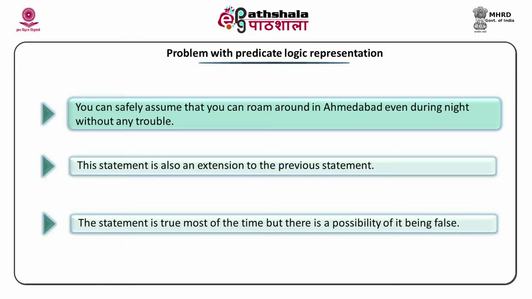So, what does this mean? It says that you can roam around in Ahmedabad, and that is true without much trouble, but that may be false sometimes. So, it is again not a 100% true statement. How will you represent that in predicate logic?